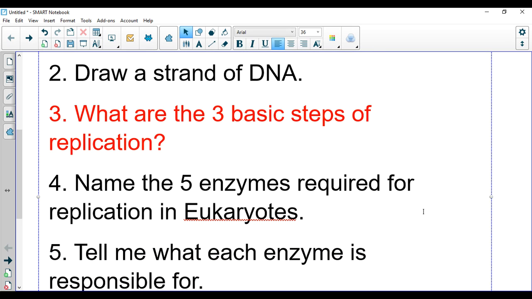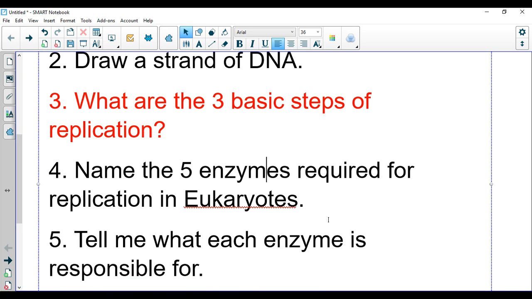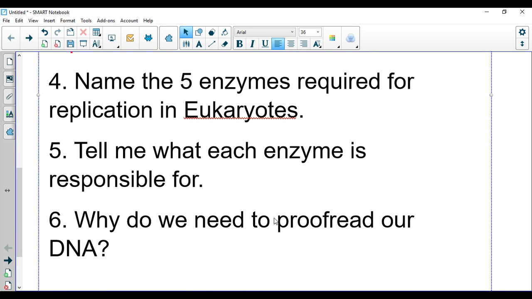Number four, name the 5 enzymes required for replication in eukaryotes. Definitely need to be able to do that. Prokaryotes are a little different. They only require 2, but that's because they go through a much simpler process. They don't have as many steps. Simpler DNA, simpler process. Number 5, you need to be able to tell me what each of those enzymes is responsible for.